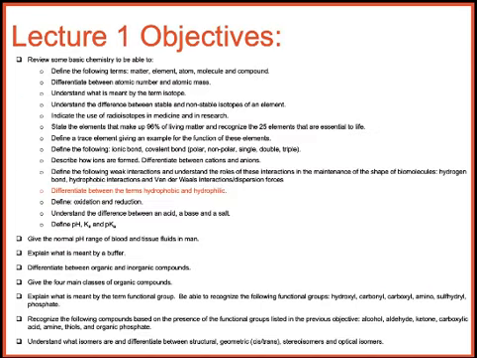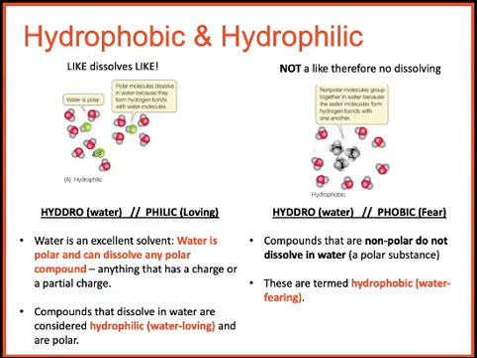Okay, let's differentiate between hydrophobic and hydrophilic. Like dissolves like. Hydro means water, philic means loving. So here you have water on the left, and water is polar. Polar molecules are shown in green and gray. One is polar, which means it has a certain dipole, and it dissolves in water because it likes to form hydrogen bonds with the water. So it's happy.